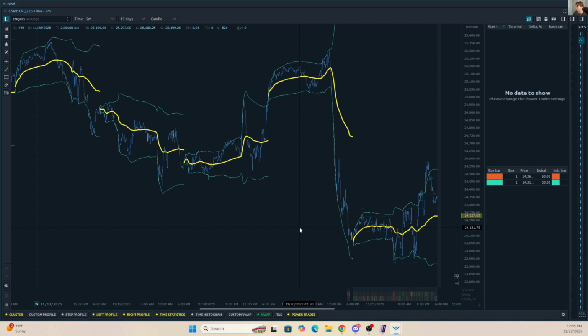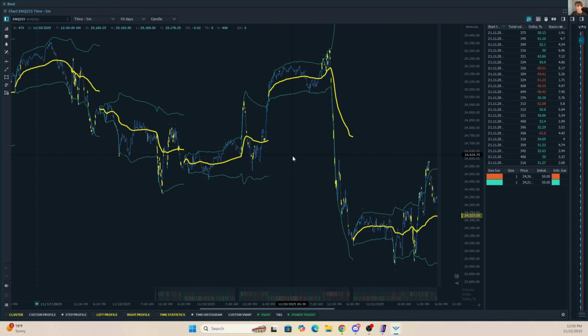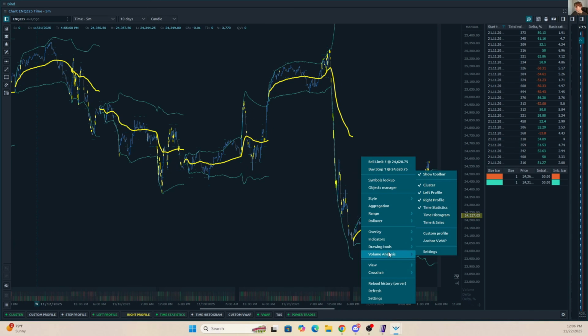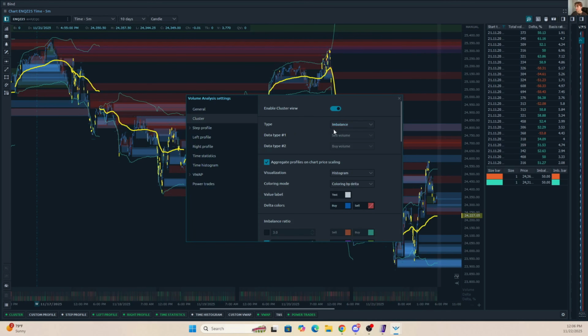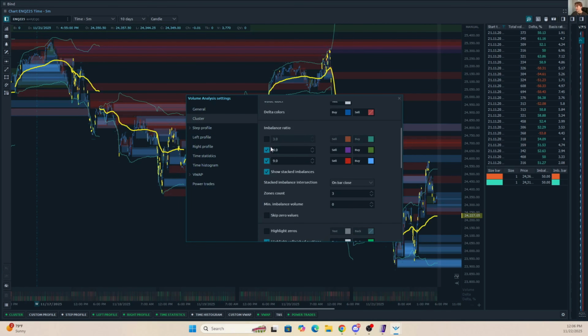So hopefully you learned. Okay, let's go through my settings very quick. And I'm going to go through it fast. If you guys need to pause it, you can. Right click, volume analysis, settings, cluster. Make sure it's from type to imbalance. The imbalance ratio, I use 400% and 900%, especially in today's increased volatility. If you're trading Asia, if you're trading a lower liquidity, lower volume session, maybe you can put on 300%. But for a high volume New York session in Q, 4.0 and 9.0 give me the best levels by far.